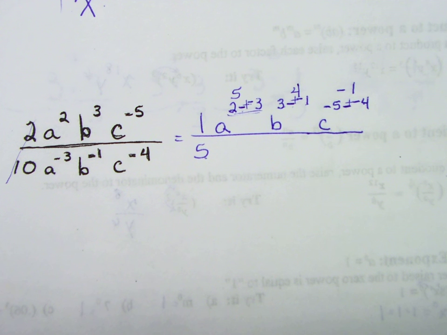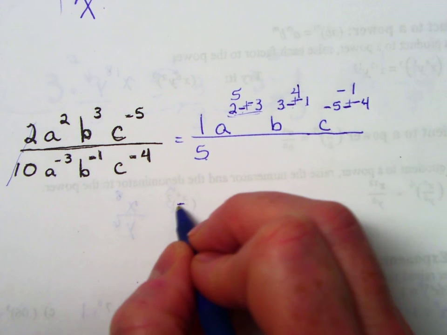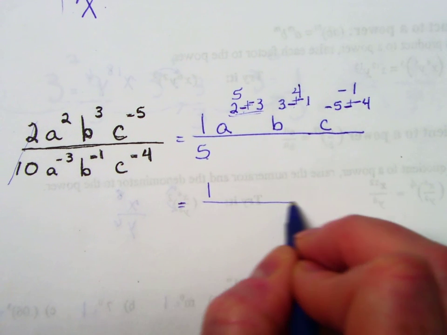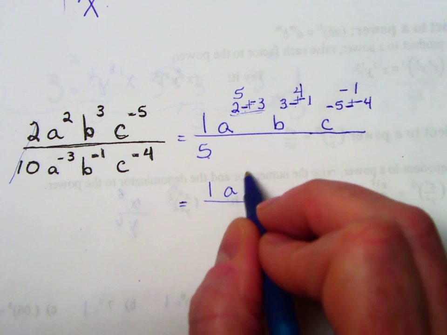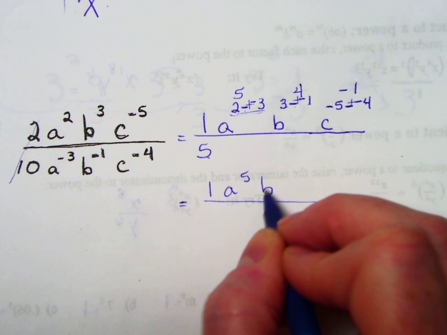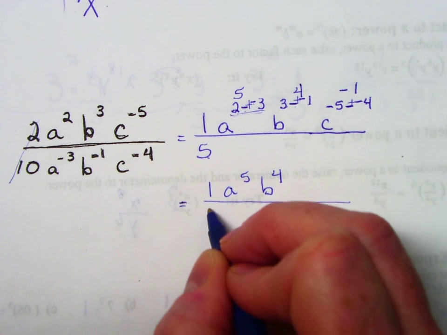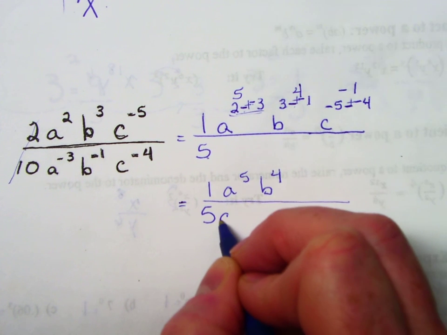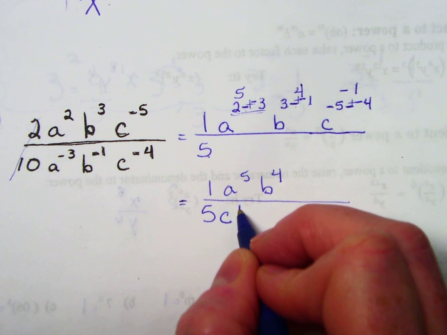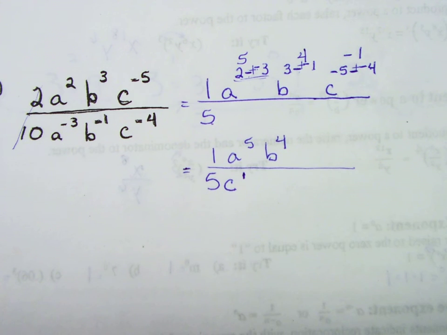Aha! Now you know exactly who is going to drop to the bottom, right? So you can rewrite your answer and be done with it. So I have a 1 on the top, and I have an a to the 5th, b to the 4th. On the bottom, I have a 5 and a c and a positive 1. See how it's easy to tell who goes on the top and who goes on the bottom? If they're positive, they stay up top. If they're negative, they drop. Yes, sir.